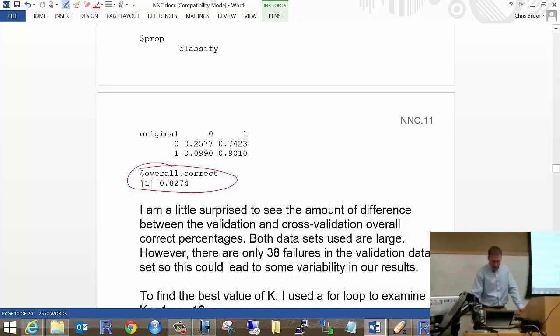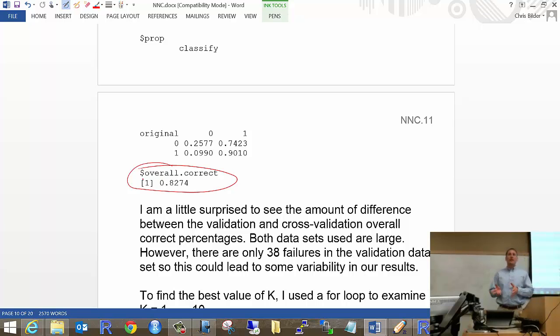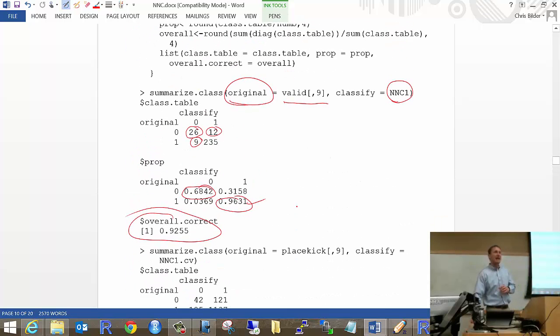Okay, let's discuss this. So typically, your validation data set will have a lower classification accuracy than when you do cross-validation. Typically, validation will be lower than cross-validation. In this case, we have the opposite happening. I was kind of surprised to see that. What I think is happening is this. Remember with our original PlaceKick data set, only 11% of the observations were failures, 89% were successes. The same thing happens with the validation data set. But obviously with the validation data set, we have a lot lower number of overall observations. So in fact, we only have 38 failures in the validation data set in comparison to 244 successes.